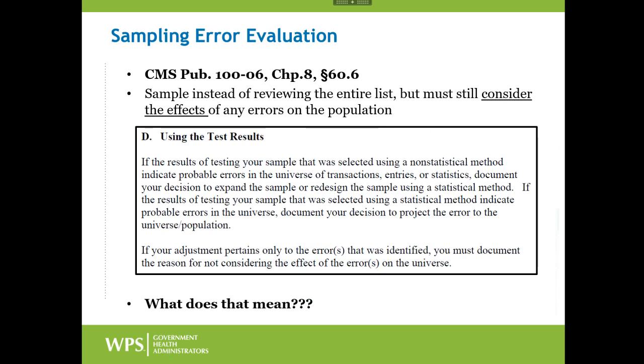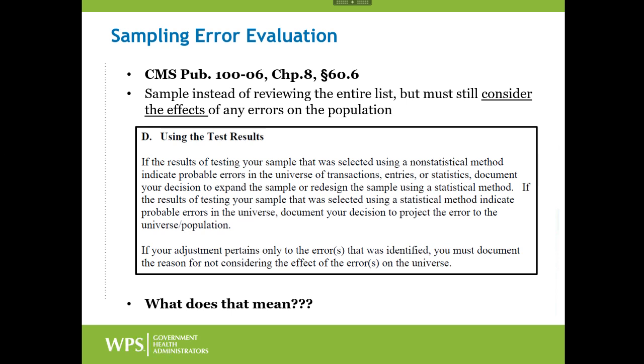However, the key thing here is the auditors must still consider the effects of any errors on the population. So even though they're not reviewing that entire list and every single unit in that population, they have to consider what the errors they found in that sample mean for the overall population.